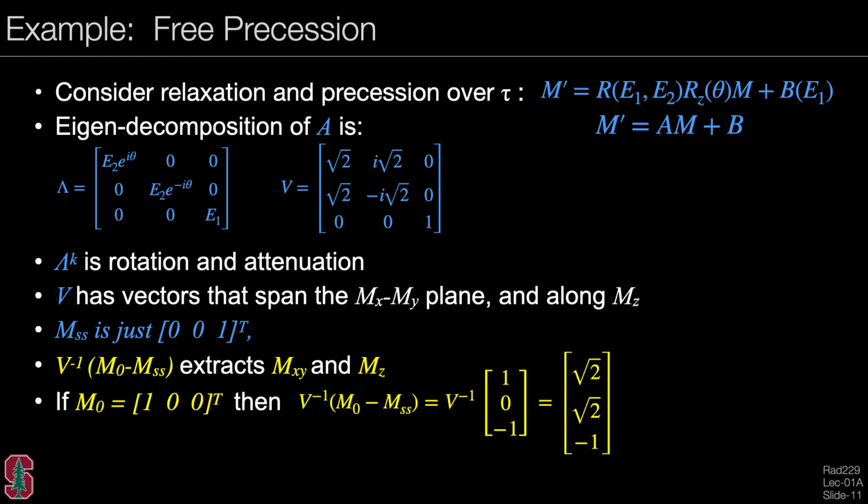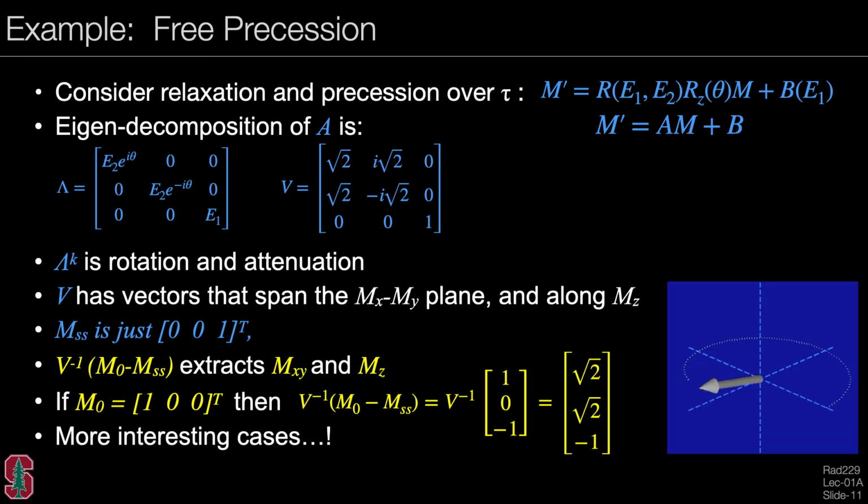And now we know that if we raise the eigenvalue matrix to some power, what we're doing is we're applying attenuation and rotation to this representation, and it turns out that that will give us the free precession that we've already seen, which if we animate it looks something like this. So there are many more interesting cases of this, and we'll see many more interesting steady states throughout the course. So this is quite a lot to go through, but we just want to give you an introduction of this at this point.